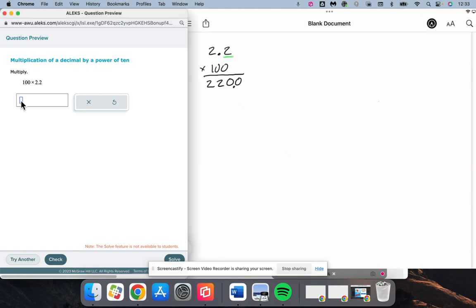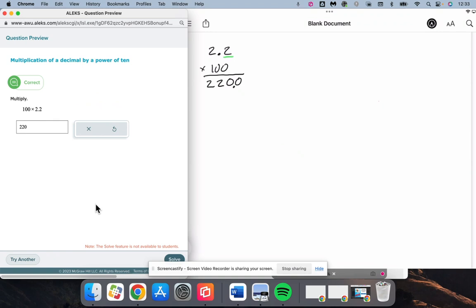The easier way to do this is just to recognize that we are basically putting two zeros into the 2.2, or we are moving the decimal by multiplying by 100. We are moving that decimal two places, and we would end up with 220. Very much like scientific notation or engineering notation.